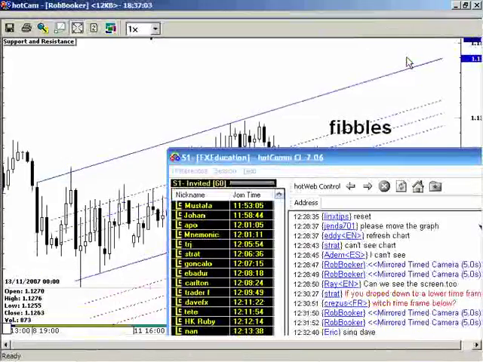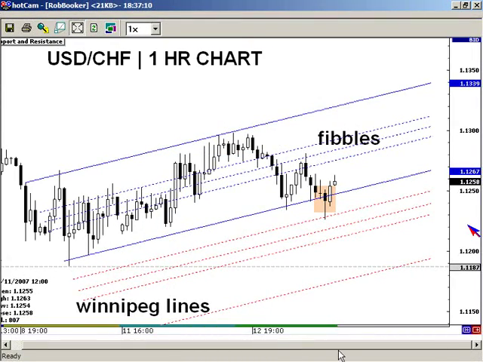This is the dollar Swiss again. This is the 1 hour chart. And Gonzalo, you can see right here that the currency pair broke out of the channel. Boyke wants us to show a pregnant fairy. Yeah, we'll show you one of those. I'll write that down. We'll do that later.